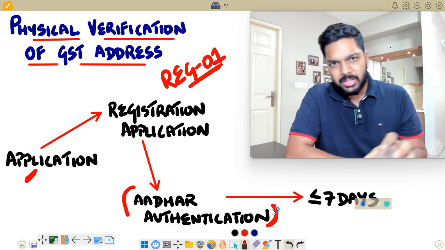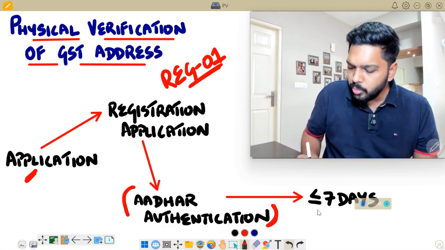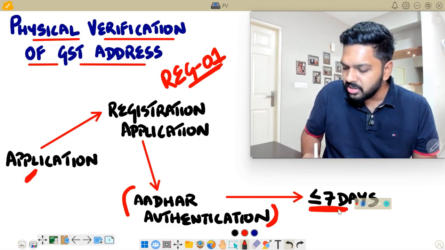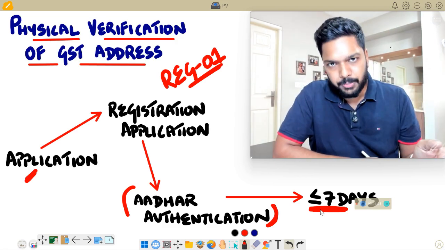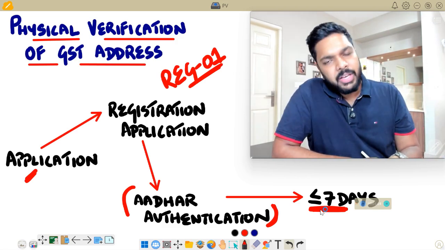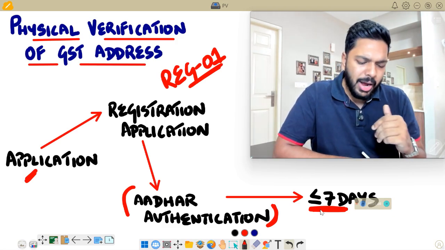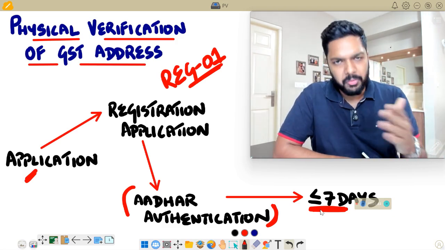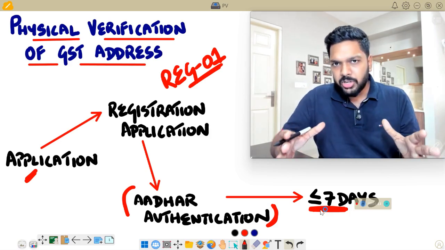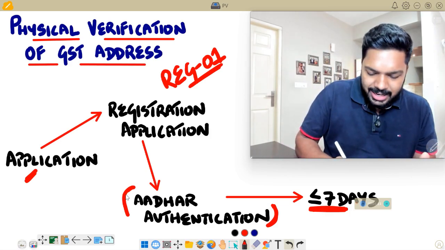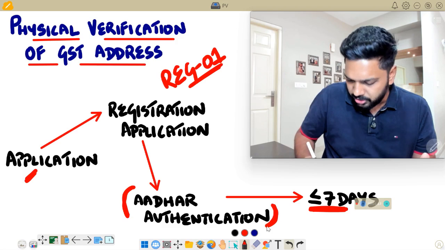Once you complete the process, as per rules, you should be granted a final GST registration within 7 days of making out an application. So Aadhaar authentication is an important step in your GST registration application, no matter if you're an individual or a company or a firm. And therefore, our discussion in this video is being centered around this particular Aadhaar authentication.